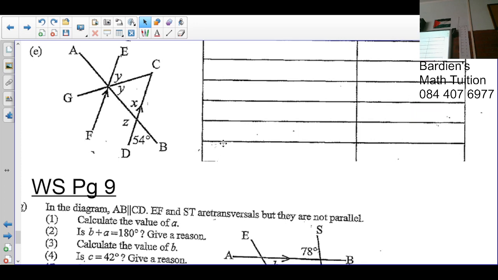Right, where can we start here? Let's go with x. x is equal to 54. Why? Okay, that is now simple to see. Vertically opposite angles, yes? So I put 54 in here. Right, now what?